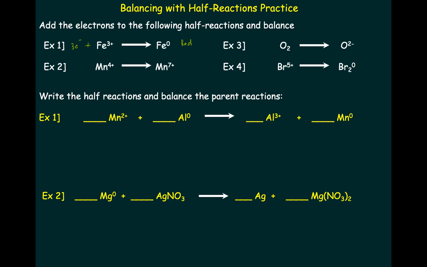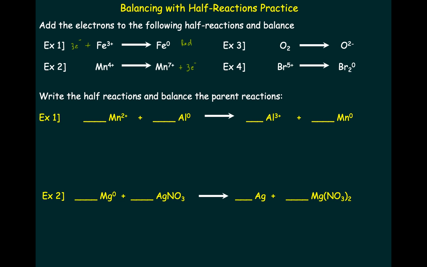Okay? In the next one, we have a 4 plus on this side and a 7 plus on this side. I would always try to balance by mass first. So if you have an Mn by itself, 1 Mn and 1 Mn is fine by mass. And the only way I'm going to be able to take a 7 plus and turn it into a 4 plus is if I subtract 3. So I'm going to have to subtract 3 from this side by adding 3 negatives.